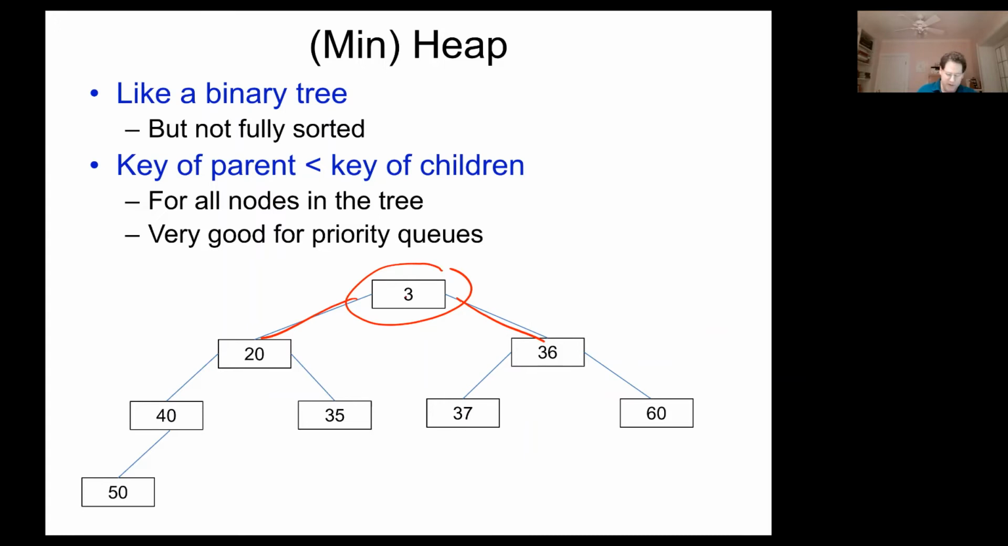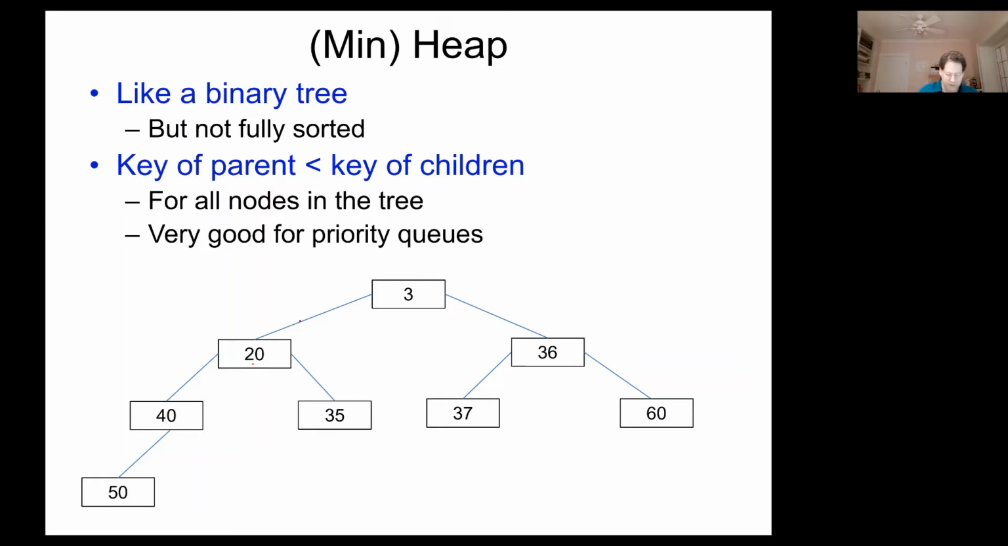The key of the parent, here's my parent, it's got a travel time of 3. That is smaller than either of its children. They have travel times of 20 and 36, and that's true throughout the whole tree. So this node has children with travel times of 40 and 35. This node has a child with a travel time of 50. So every node you look at in this whole tree, its children have bigger travel times or bigger keys. But there's no relationship between the children.